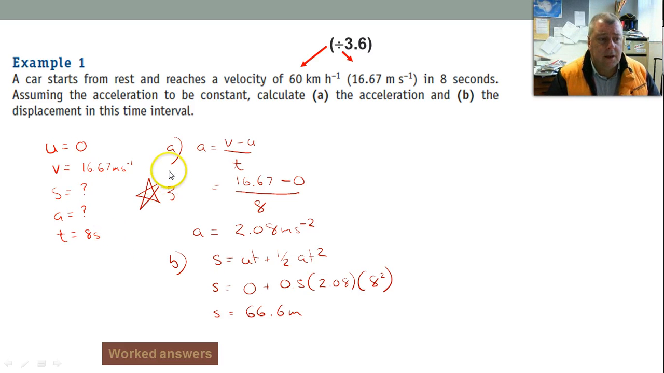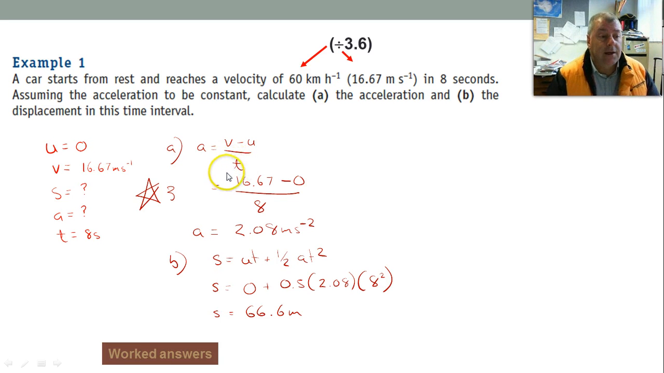It's just good practice. So we have our magic number 3, and in part A, we want to find the acceleration. So we've got U, V, and T. Looking at our equations, we're going to use a equals v minus u divided by t, which is just a rearrangement of the one on your information sheet, v equals u plus at.